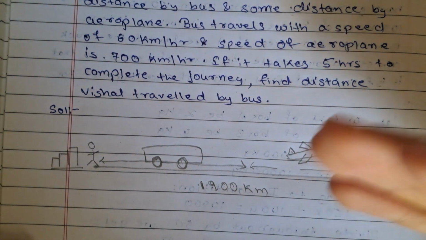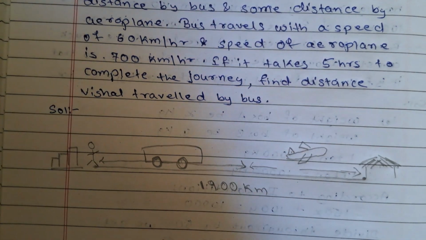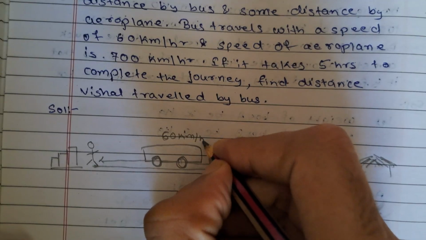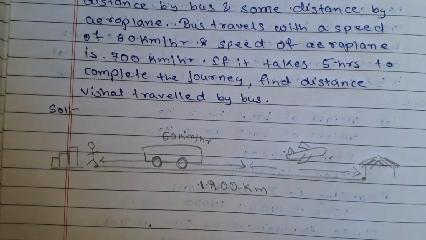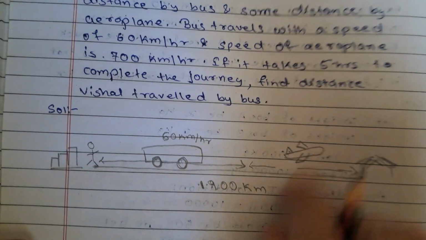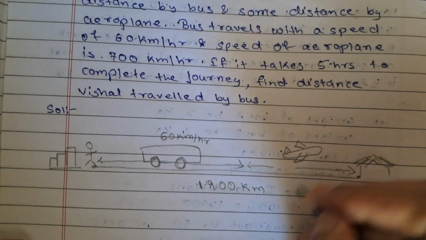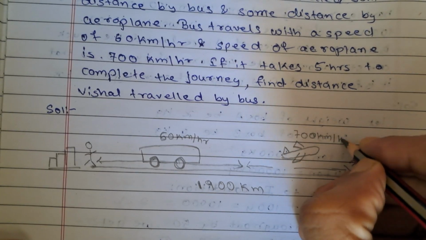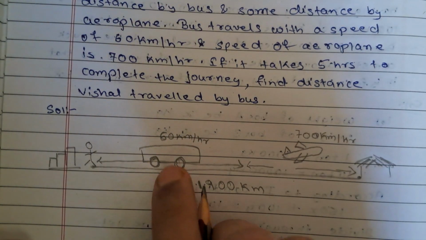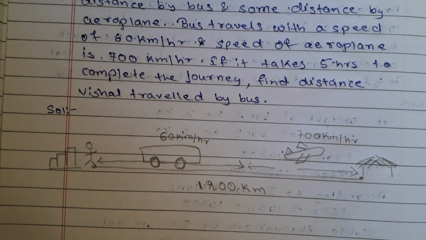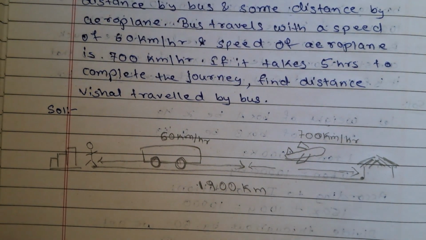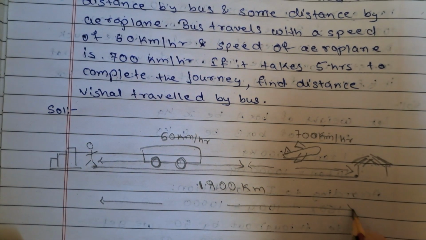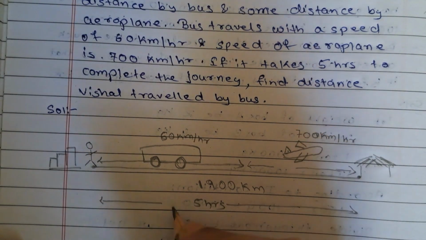They have added one more thing, that the speed of the bus in this matter is 60 kilometer per hour. So this bus driver is driving the bus with an average speed of 60 kilometer per hour, whereas the pilot is flying this aeroplane with an average speed of 700 kilometer per hour. This is basically the speed with which the plane is flying or the bus driver is driving his bus. Clear till here? Now coming to the next point, this entire journey was completed in 5 hours.